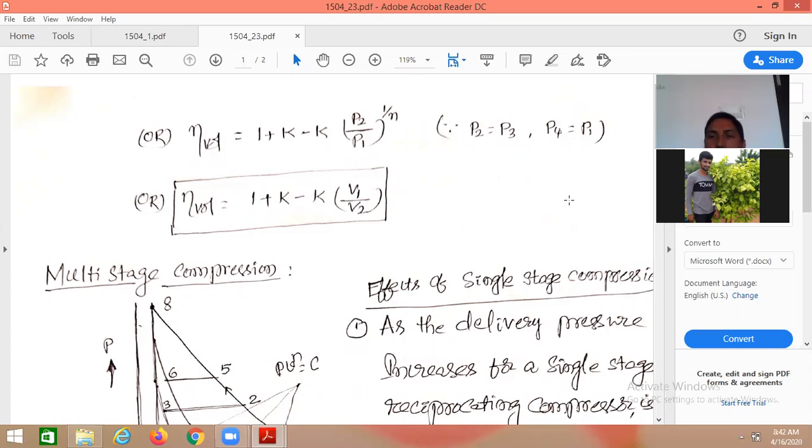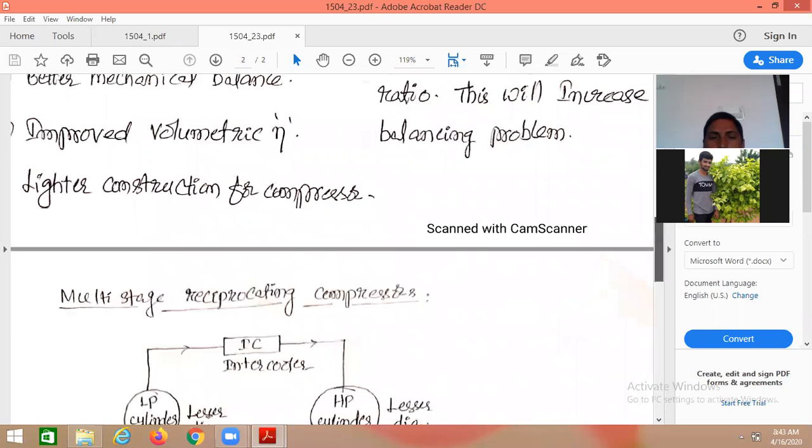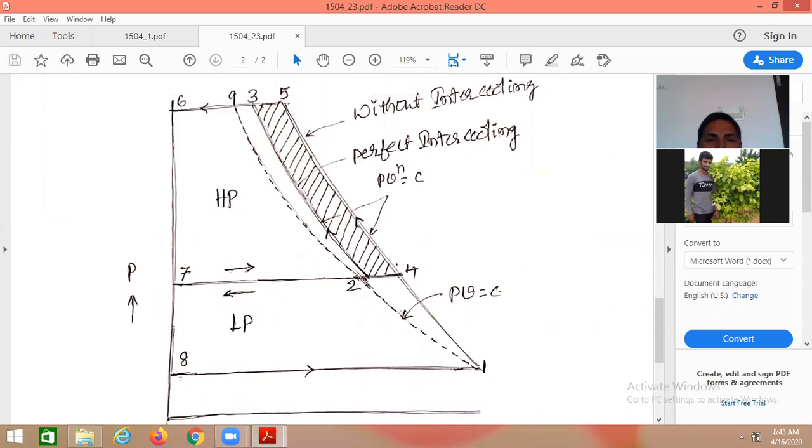Next, in yesterday's class we initiated the discussion about multi-stage compression. Why is multi-stage compression required, instead of single stage compression? That can be understood again from the diagram. That is the PV diagram we have considered for two-stage compression.